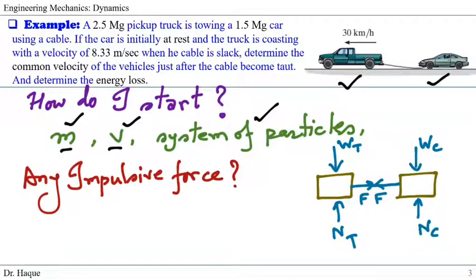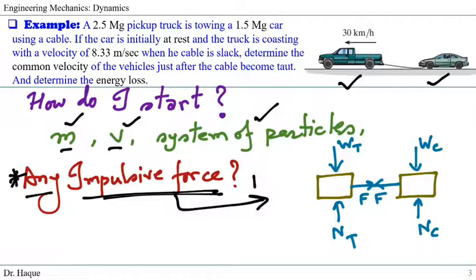So now the question comes, okay, maybe I'm going to use chapter 15 concepts to solve this dynamics problem. But again, should we use the principle of impulse and momentum, or should we use conservation of linear momentum? That question can be answered if we ask ourselves, is there any impulsive force acting? And how do I find that? We have to draw a free body diagram.